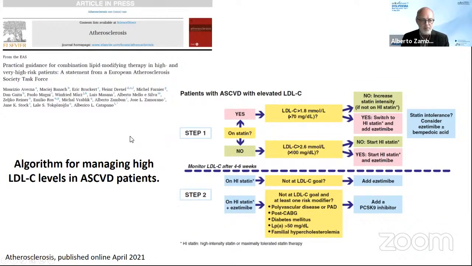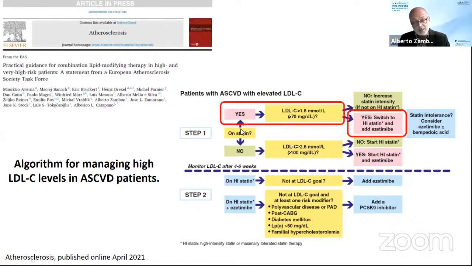an expert group of the European Atherosclerosis Society, moving towards a more aggressive approach for LDL lowering in patients with very high cardiovascular risk. Let's focus on step 1. Basically, the practical algorithm for managing very high cardiovascular risk people suggests that if a patient is on a statin, but the LDL remains above 1.8 millimole, you shouldn't move straight away to high-intensity statin and ezetimibe.